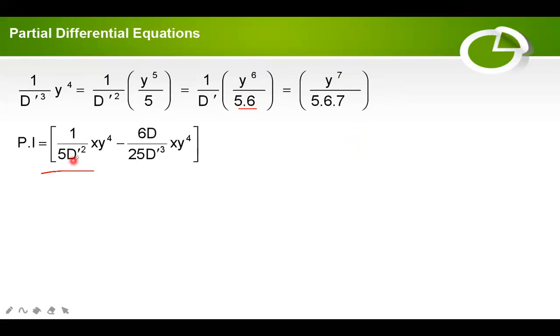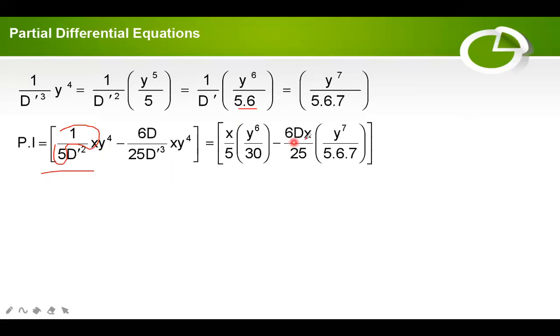In case of this, leave this. Now we integrated twice, so we will get y raised to 6 by 5 into 6, that is 30. Again in this case, integrating thrice, we will get y raised to 7 by 5 into 6 into 7. Now D means partial differentiation with respect to x. If you differentiate this, we will get 1, and in this, cancel this, so 25 into 5 into 7, 35. Simplify this. So this is the final answer: x y raised to 6 by 150 minus x y raised to 7 by 875.